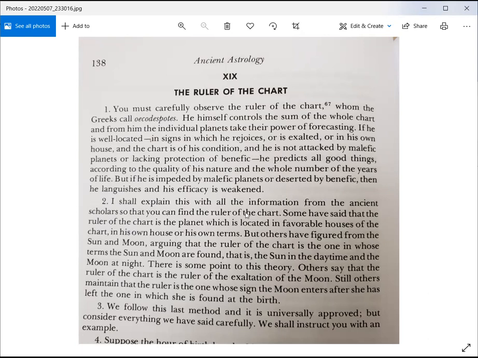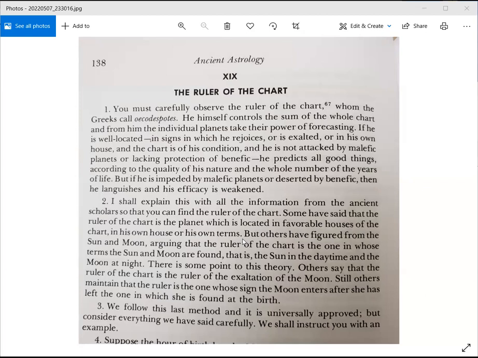2. I shall explain this with all the information from the ancient scholars so that you can find the ruler of the chart. Some have said that the ruler of the chart is the planet which is located in favorable houses of the chart, in his own house or his own terms. Okay, now I don't understand exactly what that means. He says some have said that the ruler of the chart is the planet which is located in favorable houses of the chart in his own house or his own terms.